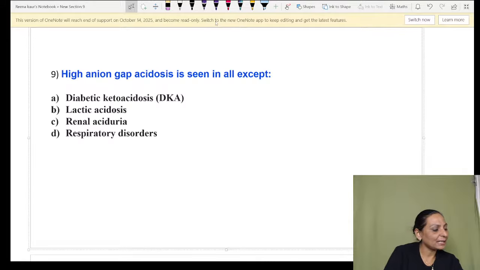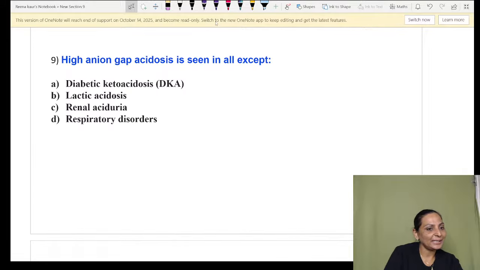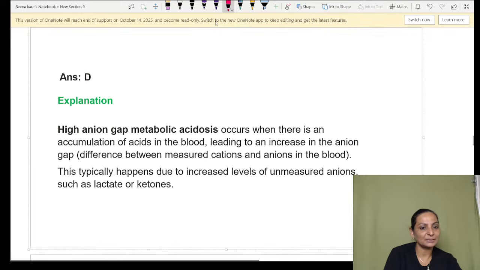High anionic gap is seen in all except. So we've already covered this, so I think we should not repeat it. High anionic gap is seen in diabetic ketoacidosis, lactic acidosis and renal failure. So the exception would be respiratory. We will not discuss this because we've already covered it. We can go with the other question.